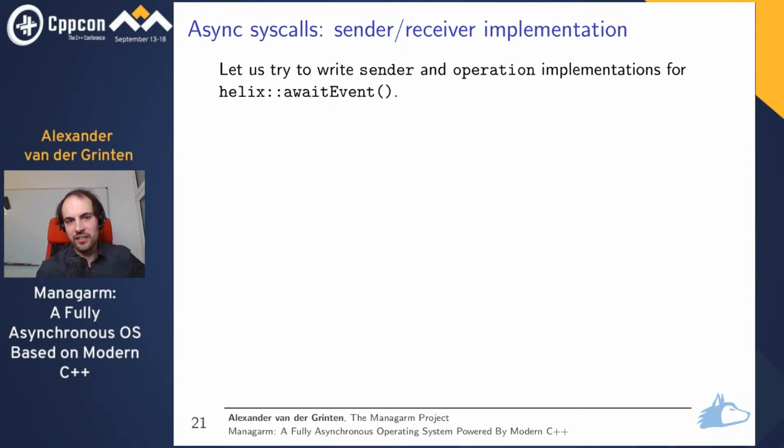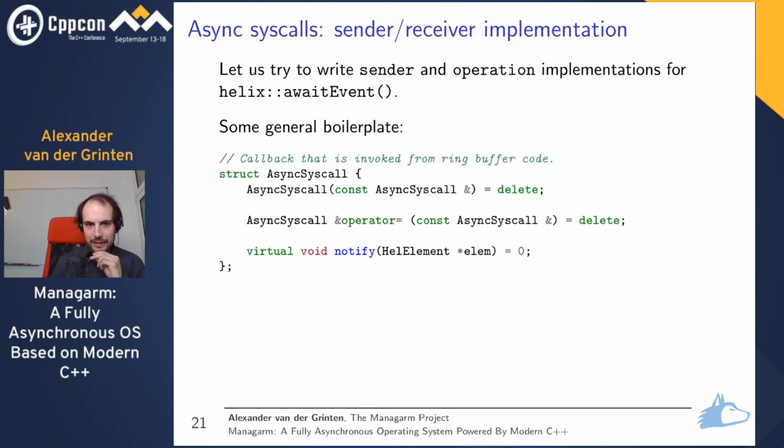Let's re-implement this function helix await event. We have some general boilerplate here, and that's the implementation of the ring buffer. It's not the implementation of the ring buffer, but it's how the ring buffer notifies us that some work has been done. It's basically an unmovable class async syscall here.